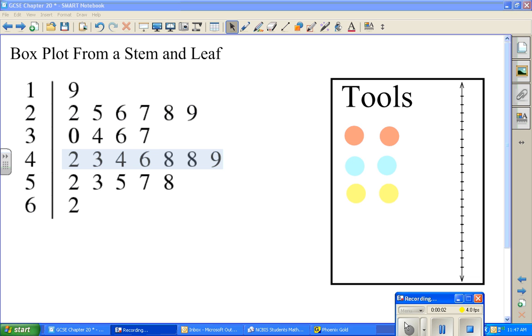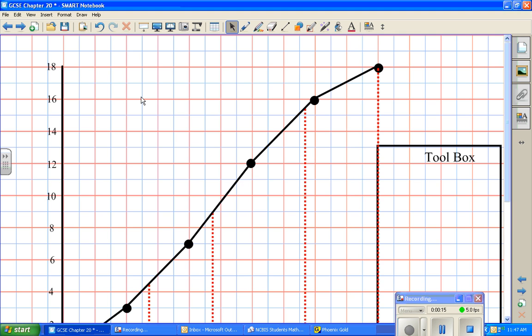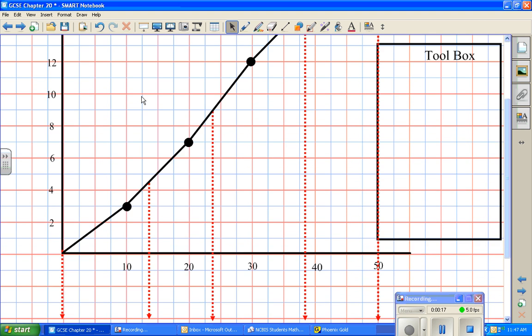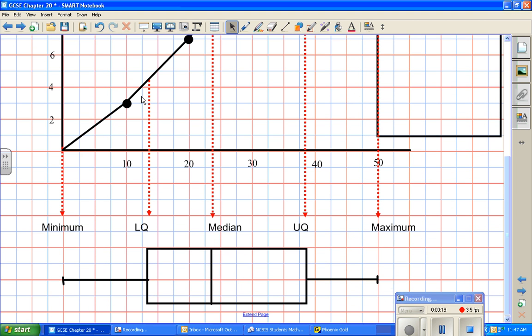This is a short lesson really, just to run through getting the same box and whisker diagram, or box plot as it's called here, straight from the stem and leaf diagram. If we remember back to our graph that we did in the previous lesson, we need a set of 5 values: the minimum, lower quartile, median, upper quartile, and maximum.